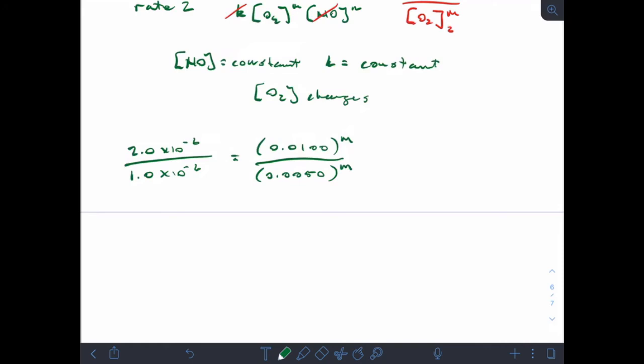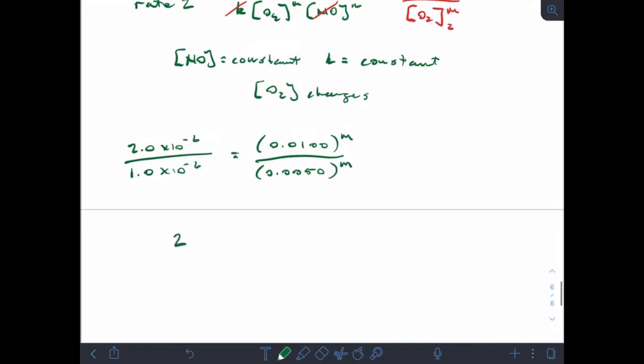life a lot simpler. So when I do this math, what we end up with is 2 equals 2 to the M. Okay, and that tells us that M equals 1. So what we say is that because M equals 1, we say this is first order with respect to O2. Okay?